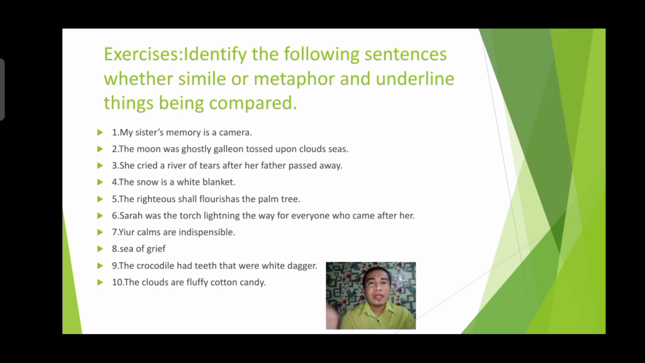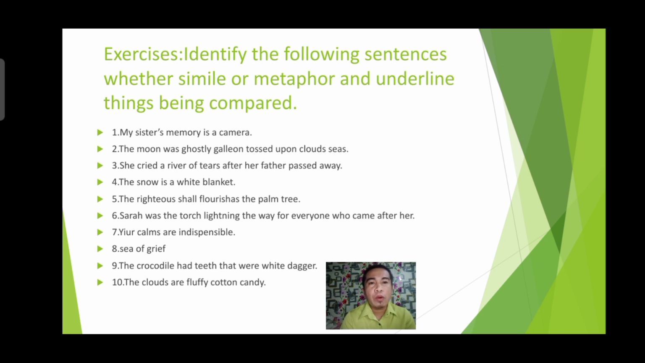Alright, so now it's time for you to answer our exercises. What you're going to do is identify the following sentences, whether it is simile or metaphor. And of course, you're going to underline the things being compared. Number one, my sister's memory is a camera. Two, the moon was a ghostly galleon tossed up by clouds. Three, she cried a river of tears after her father passed away.